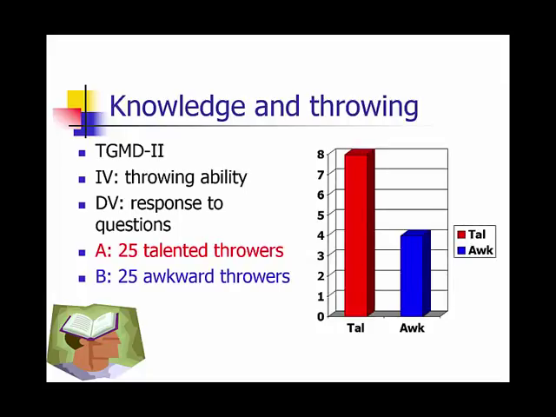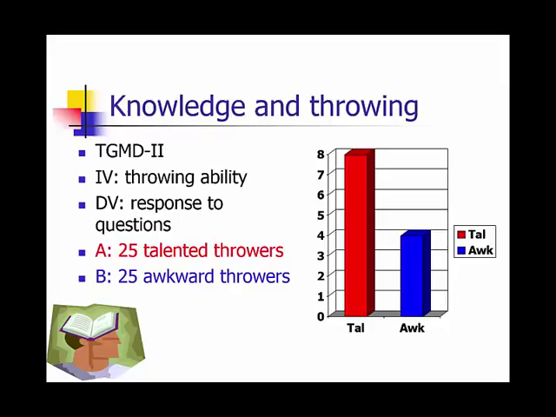So in one study, researchers used the test of gross motor development to identify 25 what they considered talented throwers and 25 awkward throwers. So they kind of pre-tested using the TGMD, and from the pre-test they separated their participants into these two groups of talented versus awkward throwers.